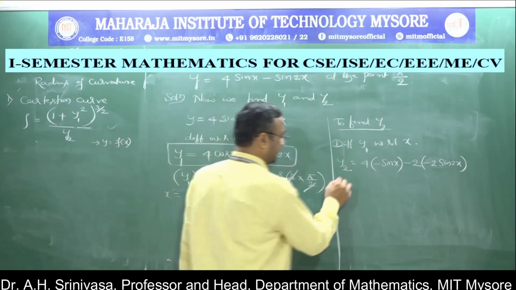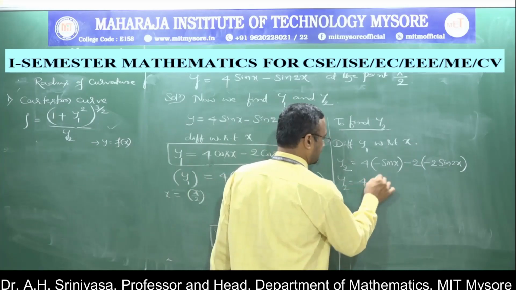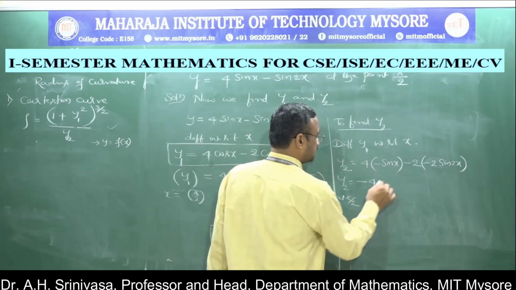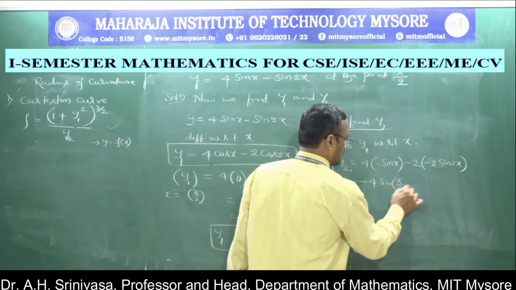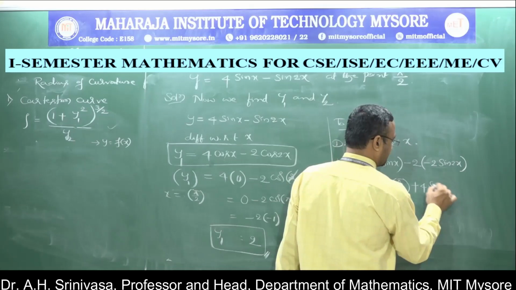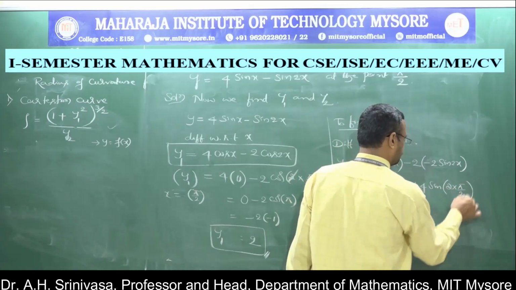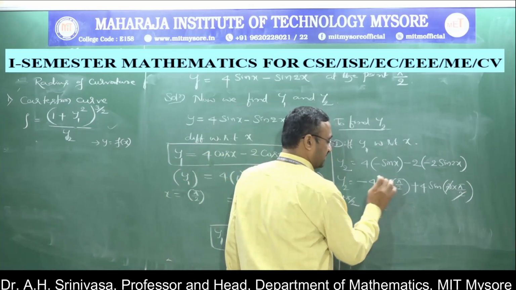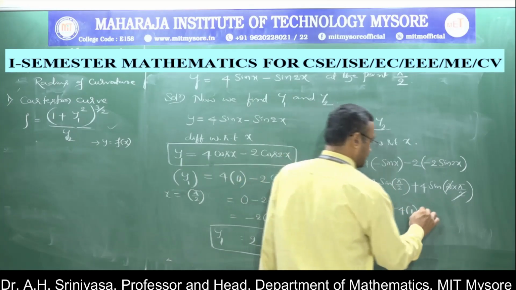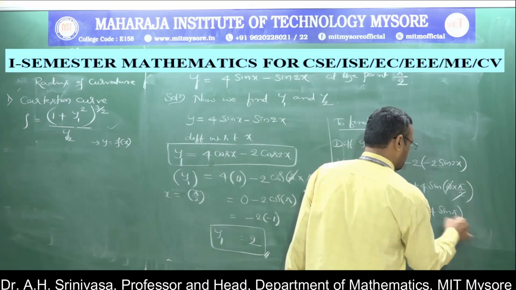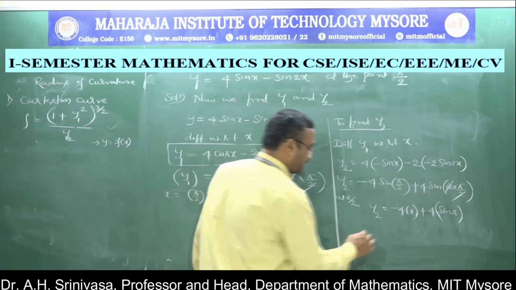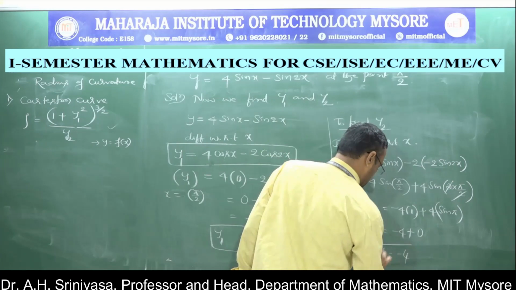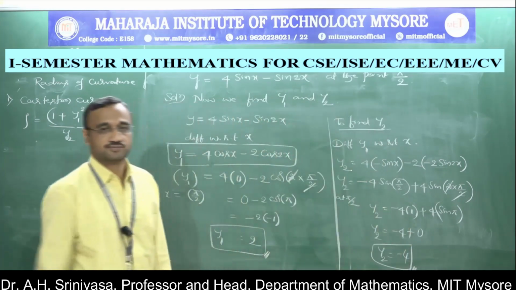Now substitute everything here. y2 equal to minus 4 times, in place of x you put pi by 2, sin pi by 2, minus into minus plus 4 times sin 2 into pi by 2. These two are cancelled. Now what is the value of sin 90? It is 1, plus 4 times sin pi. The sin pi value is 0. It is minus 4 plus 0. So we have the value of y2 as minus 4.